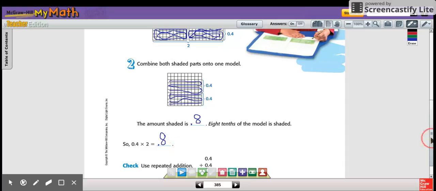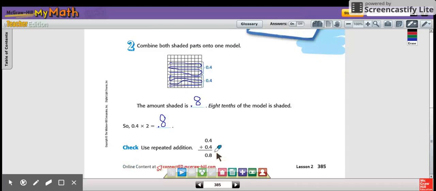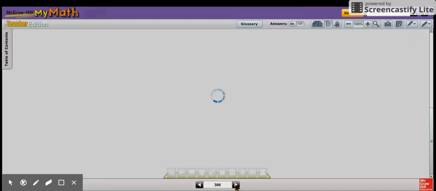We can use repeated addition, which is kind of what we just did. We did 4/10 on one model, 4/10 on the other model, and we added those together to get 8/10. So 4/10 plus 4/10 equals 8/10. Also, 4/10 times 2 equals 8/10. So go at it either way. Let's go to the next page.